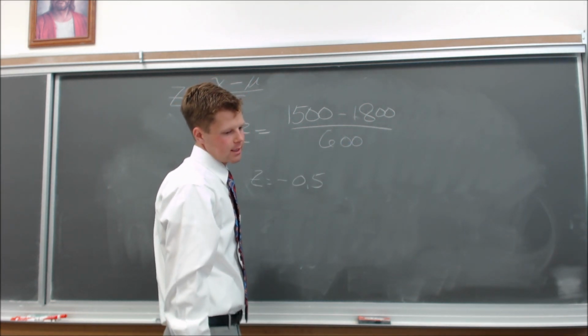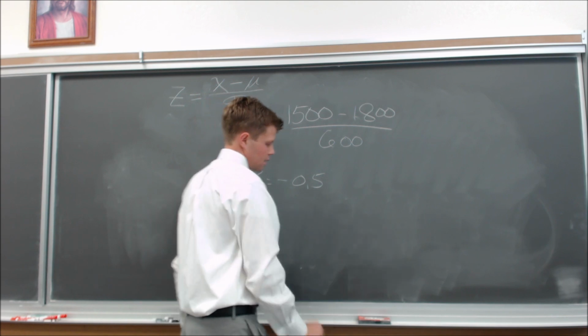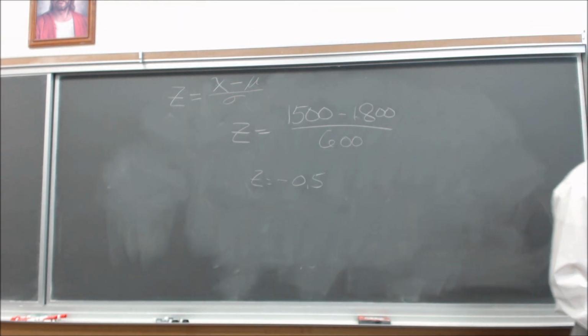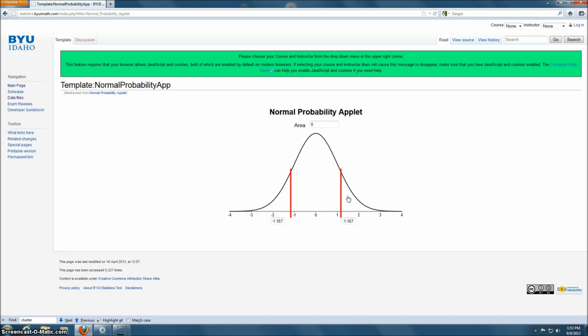It's negative 1/2. Okay, so we're going to take this z-score and plug it into our normal probability applet. And this time we're wondering what the probability of getting less than 1,500 is. So we're going to select our small area there, our low one, and plug in negative 0.5. Okay, we have an area of 0.3085, or in other words, a 30.8% chance of selecting a particle at random that has a speed less than 1,500 meters per second.